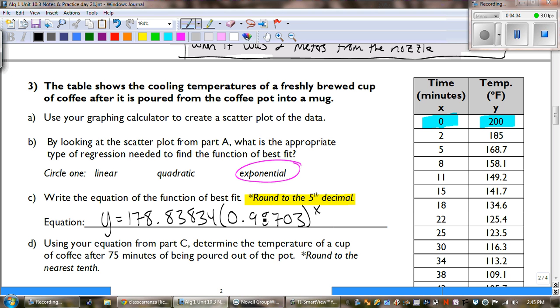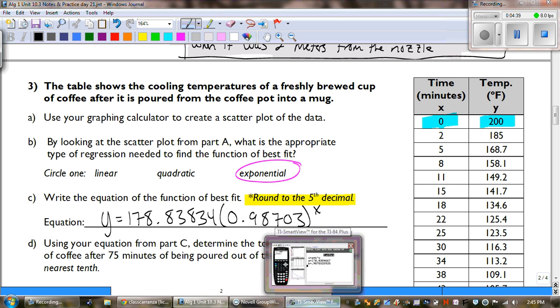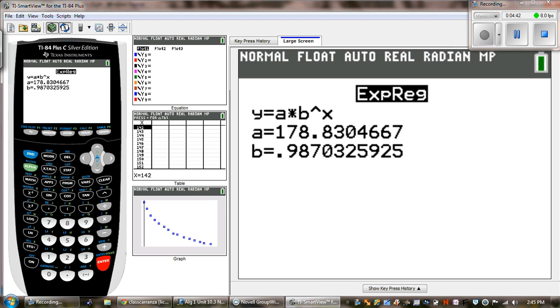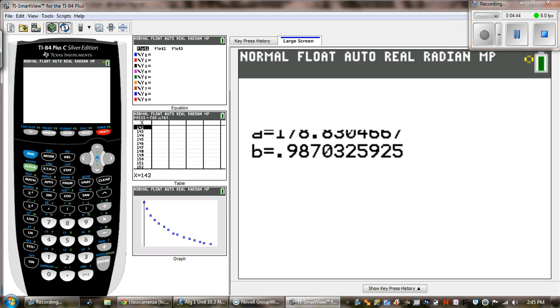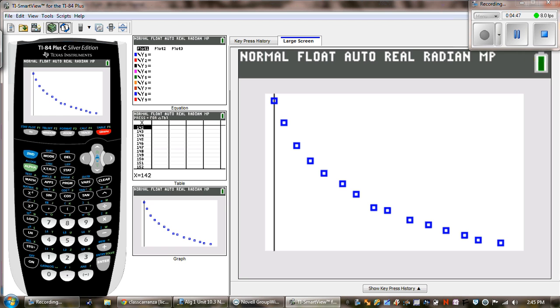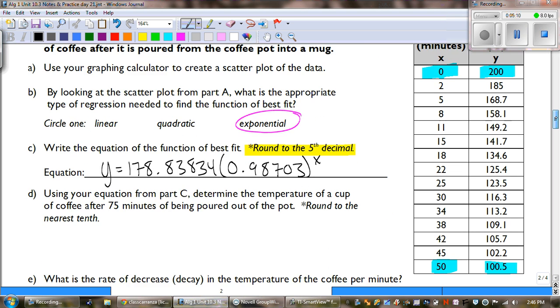Now, is this exponential growth or exponential decay? There's two ways we can tell. We can tell by looking at the equation, by looking at our b value, and we can tell by looking at the graph. Okay, and this is decay. Well, just think about it. If you have a hot cup of coffee and you just leave it there, is the temperature going to get hotter, or is it going to get colder? It's going to get colder. Okay, and that's the decay. The temperature is decreasing.